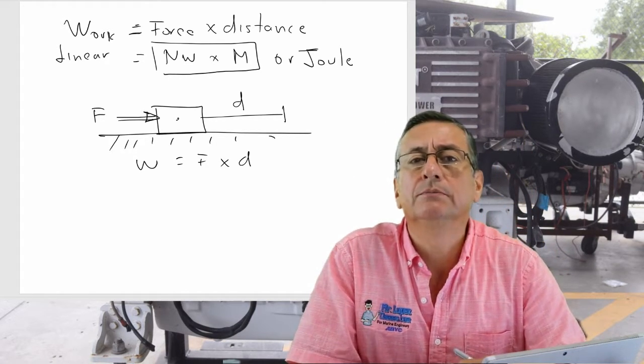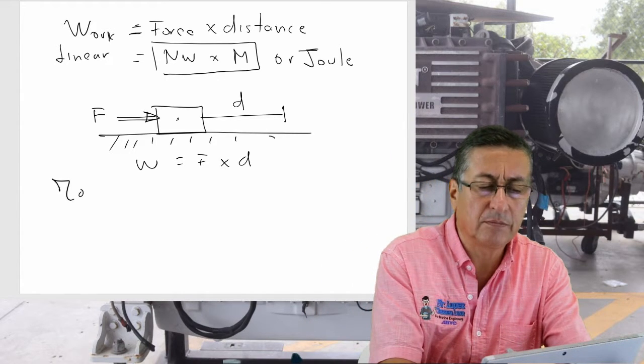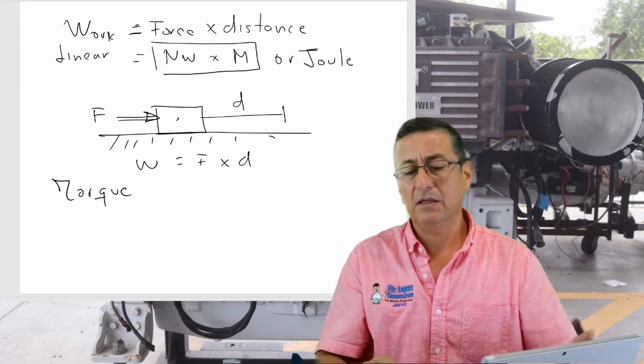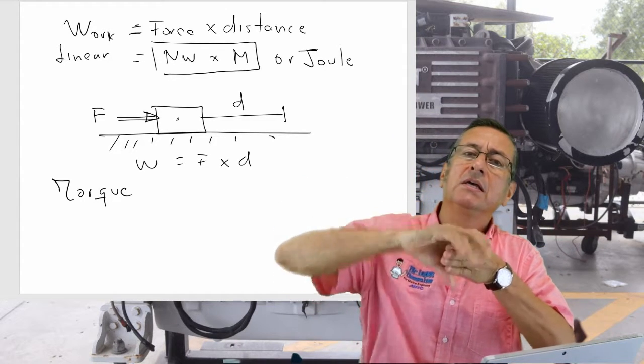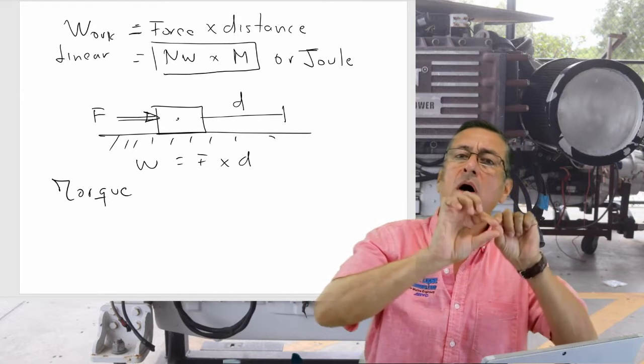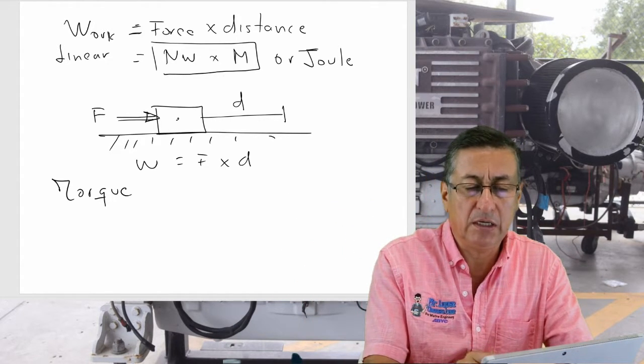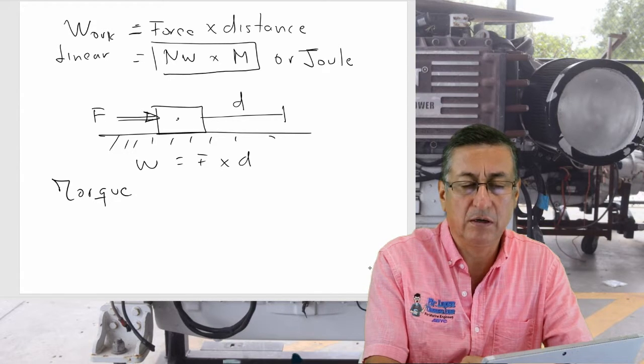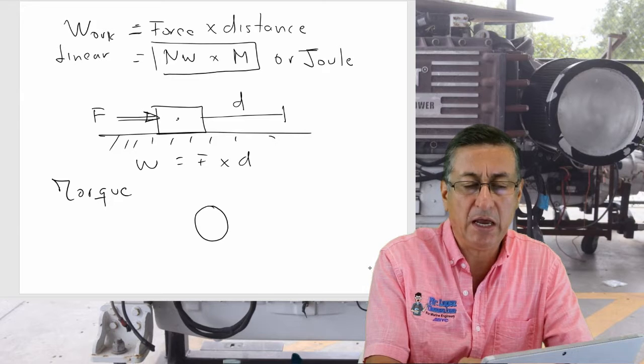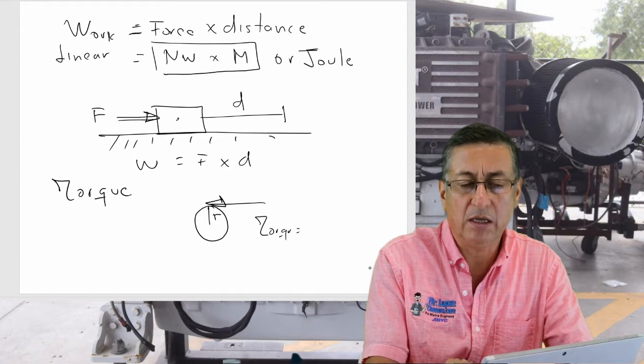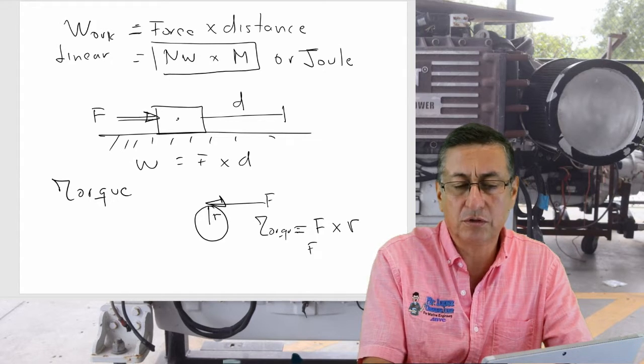What about torque? Torque is the force that you apply to twist a bar. For example, this is the front view of a rod of iron. If you apply a force here, and this is the radius, the torque is equal to the force times the radius.